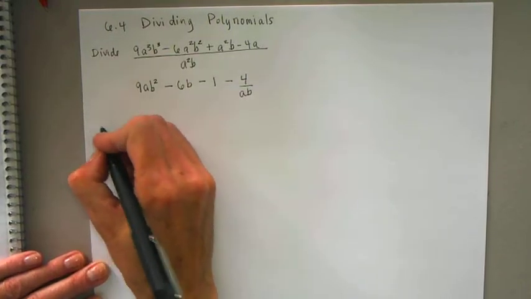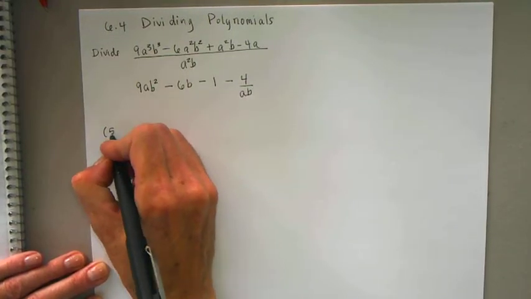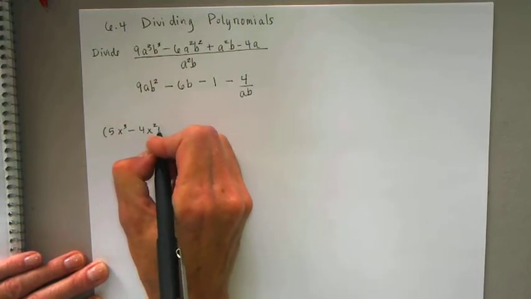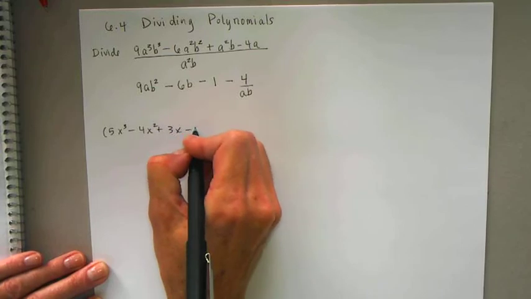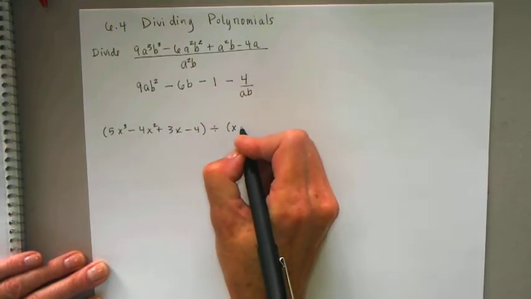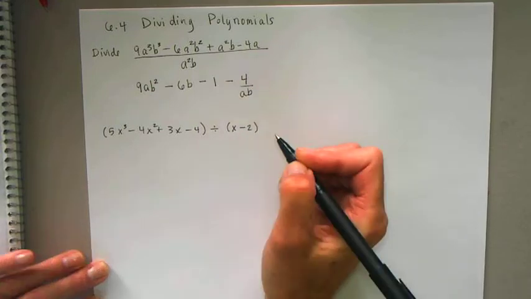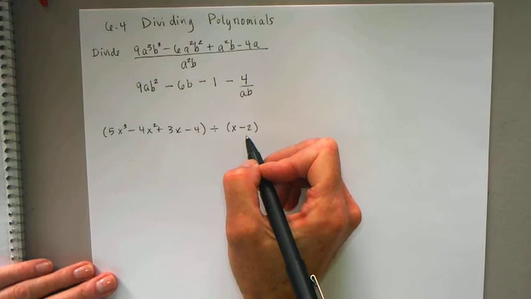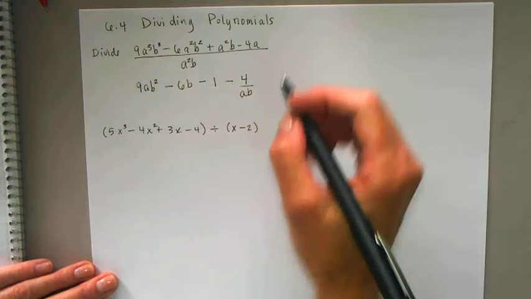Now, if they give you this, for example, maybe they'll give you a polynomial like this one. And they'll say, divide it by this. Now, you're dividing by a binomial with 2 terms. So we're going to do this just like you did long division when you were a kid. Let's review really fast.